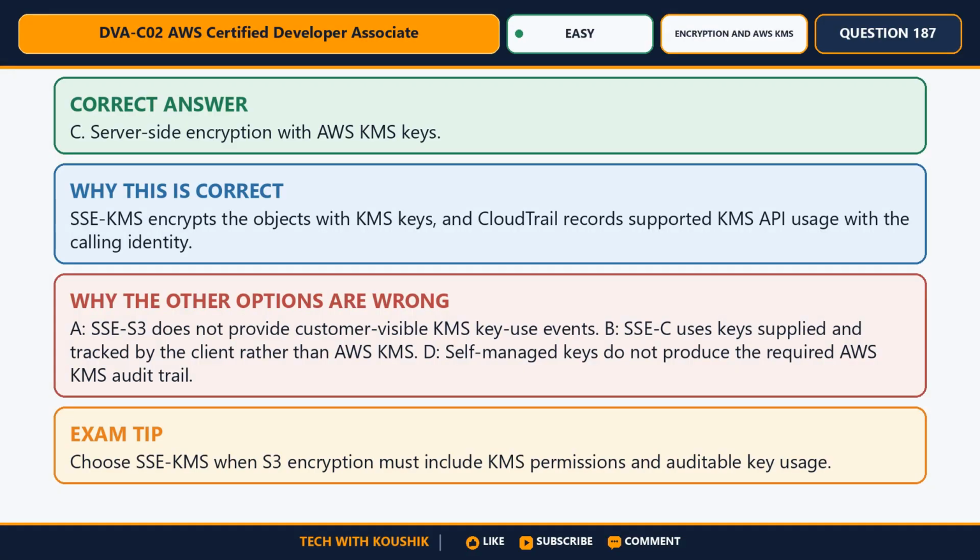The correct answer is C. Server-side encryption with AWS KMS keys. Here is why. SSE-KMS encrypts the objects with KMS keys, and CloudTrail records supported KMS API usage with the calling identity. Why are the other options not correct? A. SSE-S3 does not provide customer-visible KMS key use events. B. SSE-C uses keys supplied and tracked by the client rather than AWS KMS. D. Self-managed keys do not produce the required AWS KMS audit trail. Exam tip. Choose SSE-KMS when S3 encryption must include KMS permissions and auditable key usage.